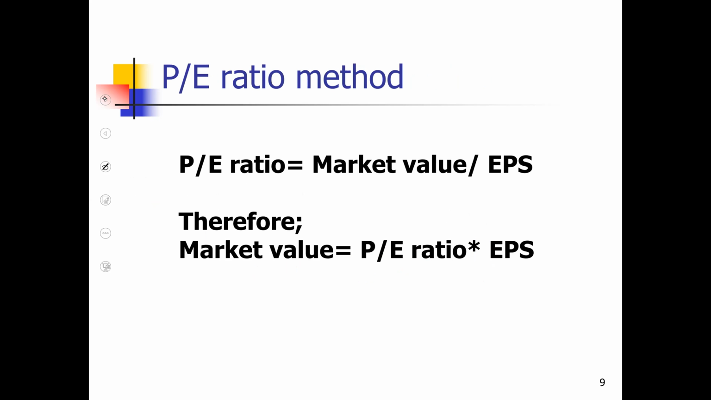Then the PE ratio method is also there. Normally you may study these things under ratio analysis sections. PE ratio equals the market value of a share divided by earnings per share. From that we can get the market value of shares. How? PE ratio multiplied by earnings per share.